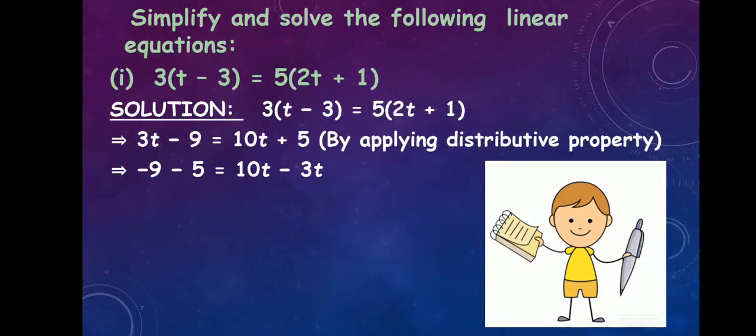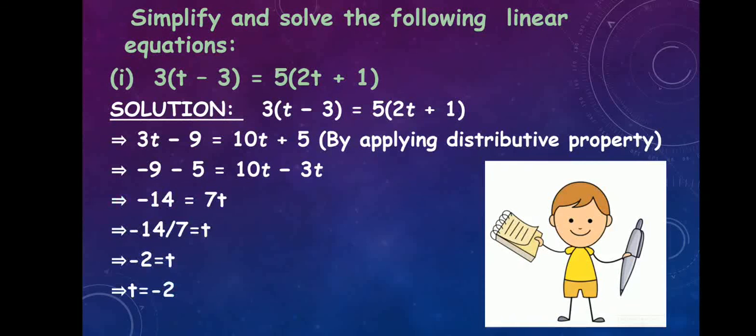I'll take this 3t, which was already present on the left hand side, to the right hand side. It was plus 3t, and now it will become minus 3t when I take it to the right hand side. And plus 5 will become minus 5 on the left hand side. So minus 9 minus 5 will be minus 14, and 10t minus 3t will be 7t. Since 7 is getting multiplied, in the next step 7 will get divided. So the value of t will be equal to minus 2. This is your answer. See how simple it was? Let's try the next question.